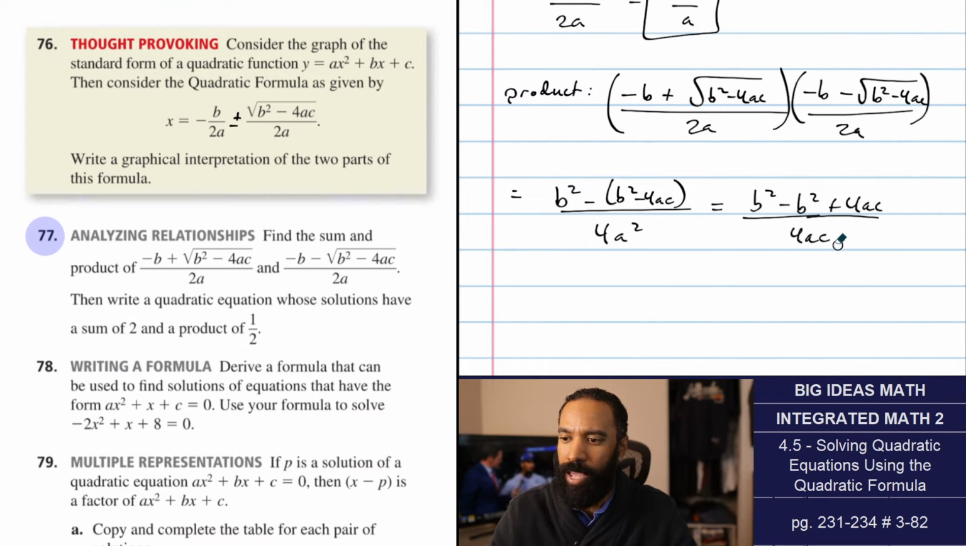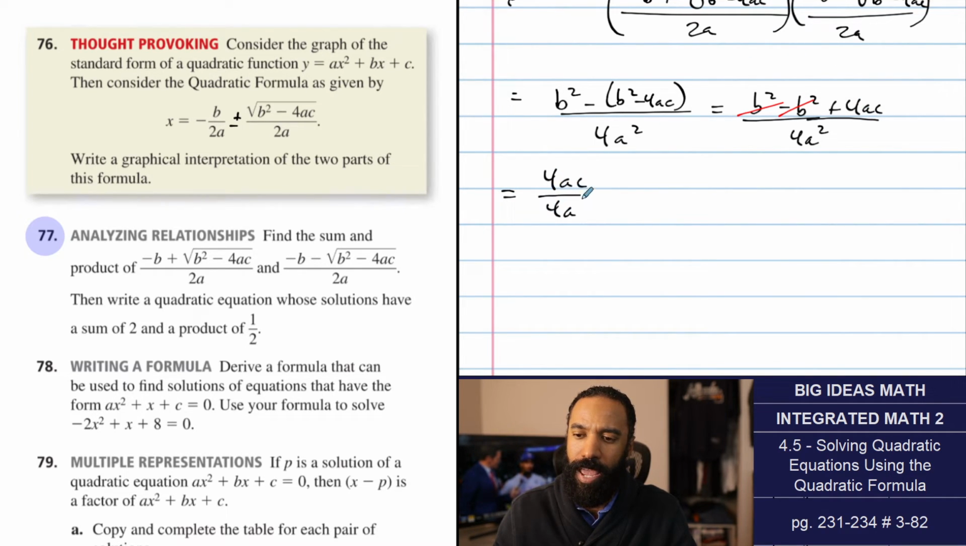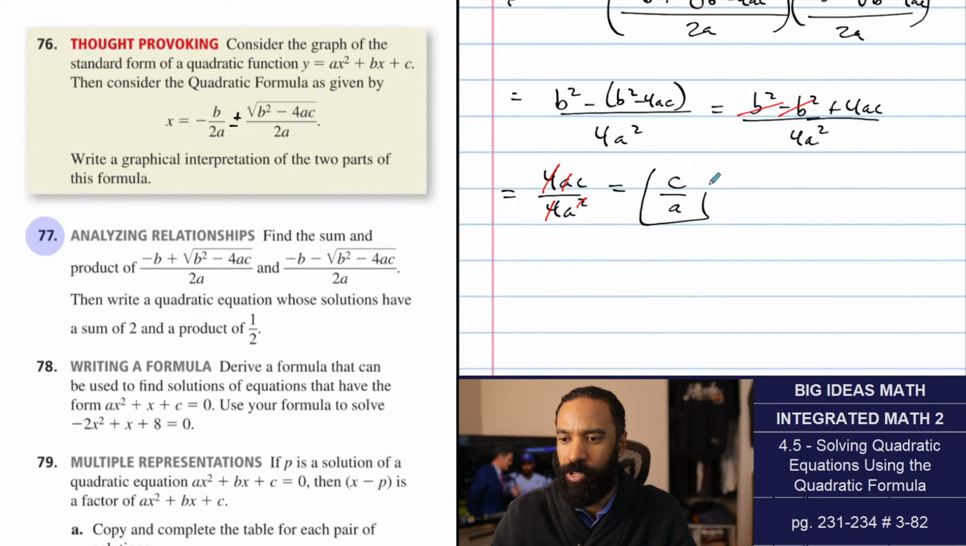Whoops, over 4a squared. I've been writing 4ac so often. Over 4a squared. b squared minus b squared is 0, and you're left with 4ac over 4a squared. 4 over 4 is 1. a over a is 1. You're left with c over a. So there's the product.